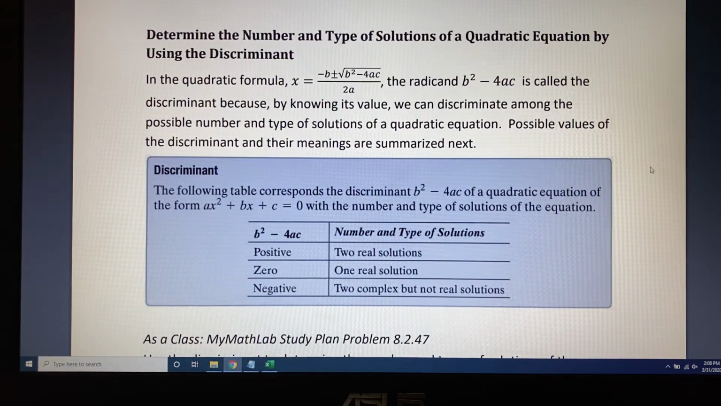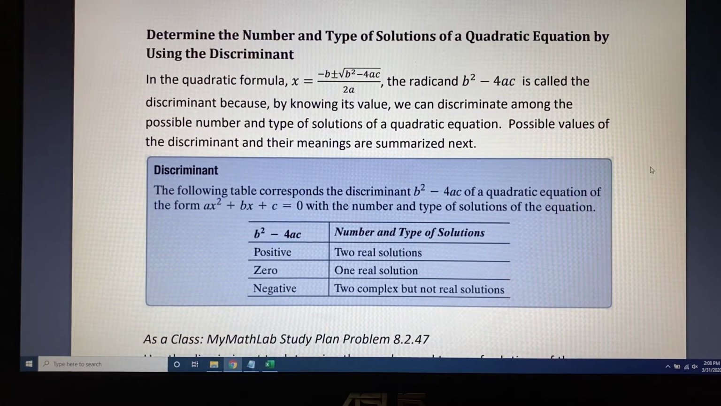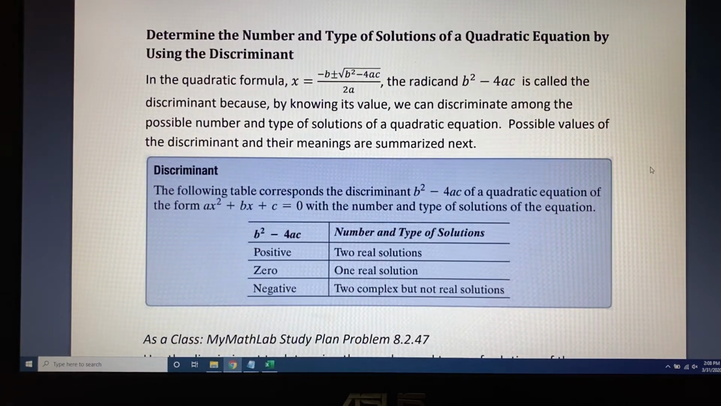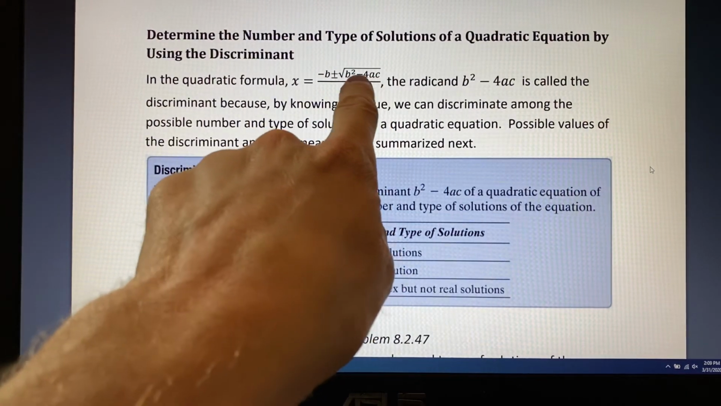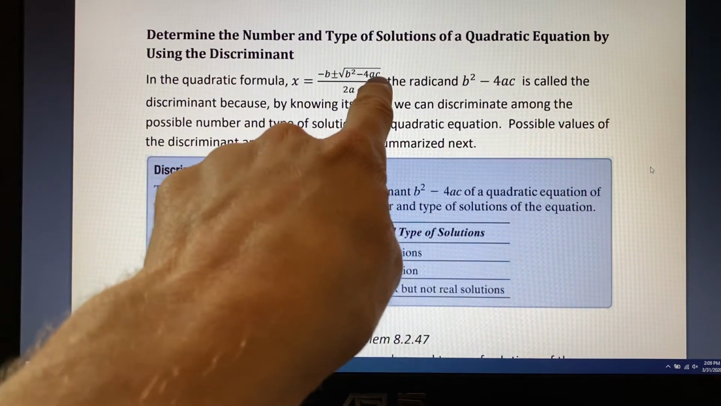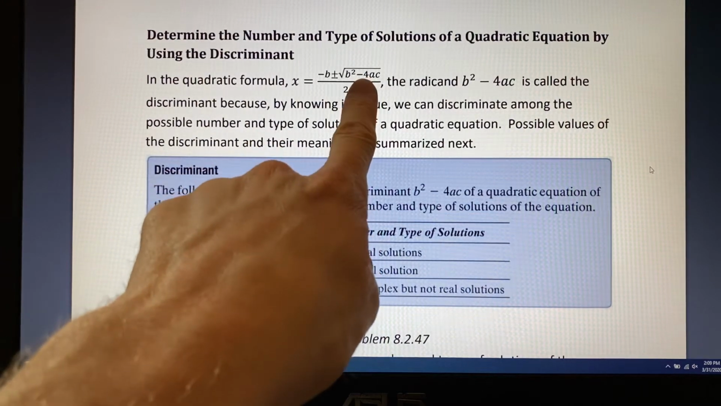These last 2 possibilities deserve a little bit of explanation. For example, if the discriminant is 0, why is there only 1 answer? Well, in order to get that, all you have to do is look carefully at the quadratic formula. If the discriminant was 0, then in place of this b squared minus 4ac, you would see a 0.